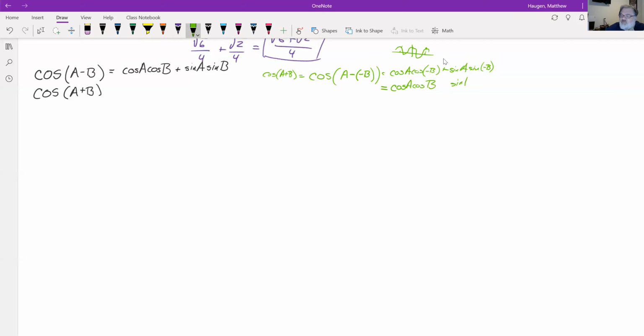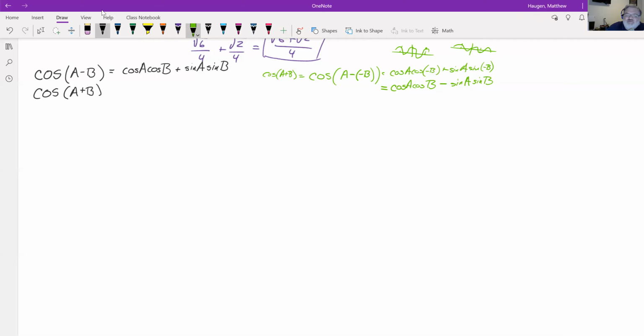That's going to be the sine of A. And again, remember, sine is an odd function. Whatever happens at B is the opposite of what happens at the sine of the opposite of B. So this sine of the opposite of B becomes negative sine B. So I'm going to pull that negative all the way out. Sine B.